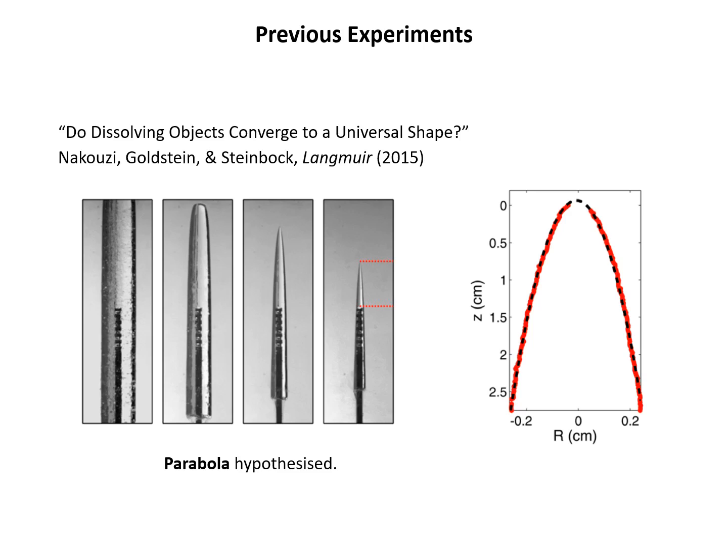So the question of whether a dissolving body converges to a universal shape was considered previously by Nakouzi, Goldstein and Steinberg. By conducting a series of lab experiments involving dissolving cylinders of candy, they conjectured that the tip formed a parabola. And we'll be considering that question later from a theoretical perspective.